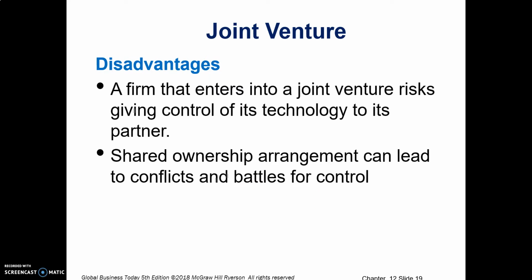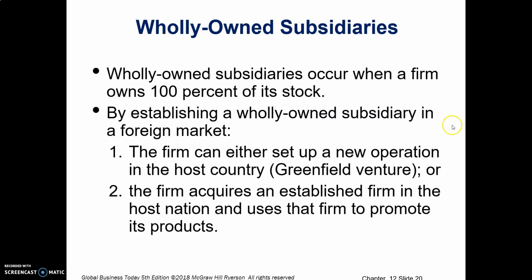So the next one we'll talk about is wholly owned subsidiaries. This basically occurs when the firm owns 100% of the stock. So it's wholly owned by the company in that foreign market. It is attractive because it reduces the risk of losing control over core competencies because you don't have a partner. You're not giving a license or franchise out to anyone else. You're going in there setting up your own factory, for example, yourself.